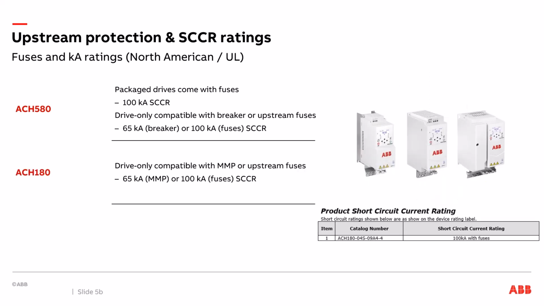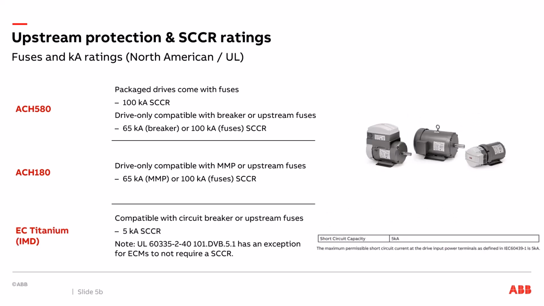Now, with the ACH180, it's a little bit similar to the drive only, where if I include fuses upstream of the ACH180, I can have it as a 100 kA short circuit current rating. If I have a particular MMP, I can do 65 kA, so nice, strong SCCR ratings there. And wrapping up with EC Titanium, it's a little bit of a different animal here. It only has a 5 kA short circuit current rating.